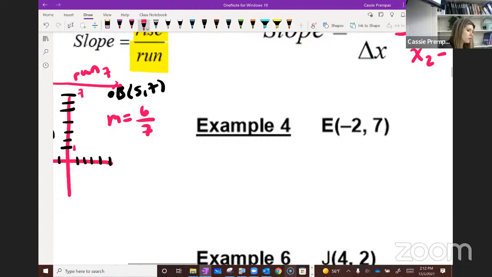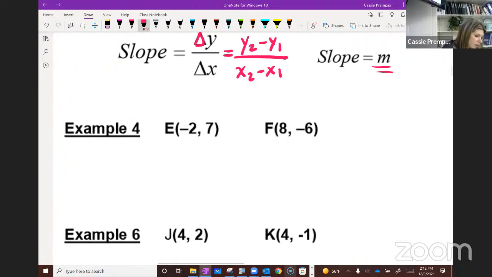All right, example 4. I've been talking a lot. If you could turn to your partner and let's do the person with the darker eye color in the group. If you could share what the slope is.